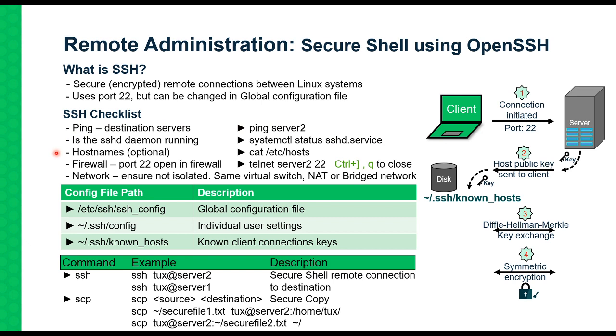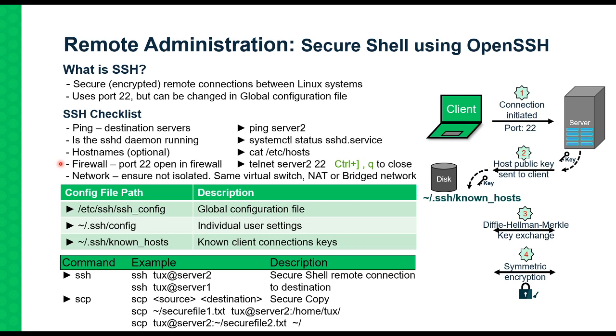Then we've got our host names, and this is optional again. Why? Because we can use IP addresses. But should we choose to use host names and we don't have a DNS server, then we need to ensure that our hosts file has the right information in it. So in our hosts file, we have seen that our server 2 can work and ping. We've done that before, and our hosts file is correctly configured because it does resolve.